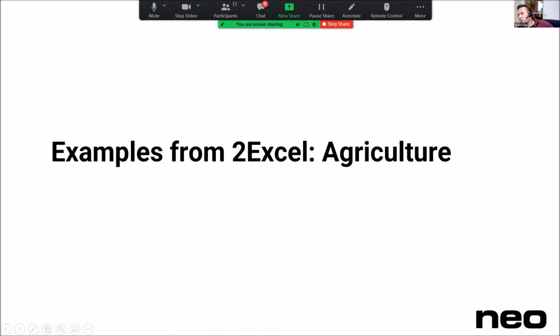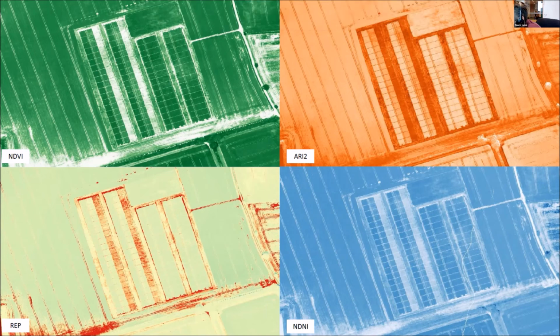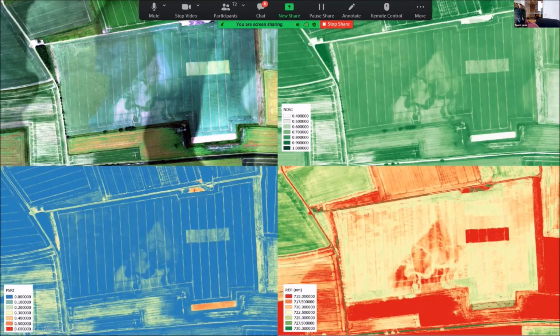Then some agriculture examples from 2XL. When I was listening to your bios, I think probably you know more about all these indices than me, but I'll just present the images here. This is a processed hyperspectral image. Probably they mosaicked a few of the HySpex images together into one image, right? And this is showing NDVI, ARI2, REP, and NDNI. Again, different indices.